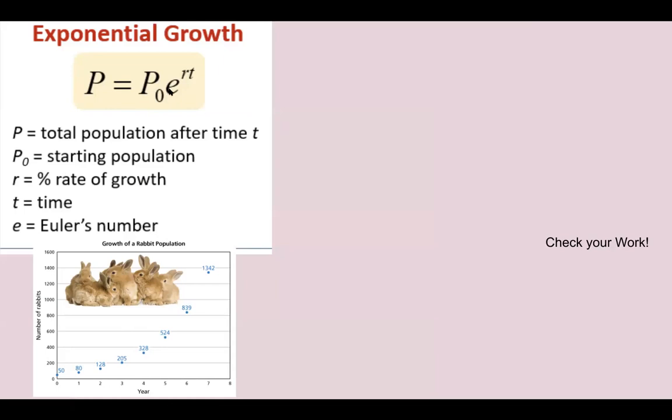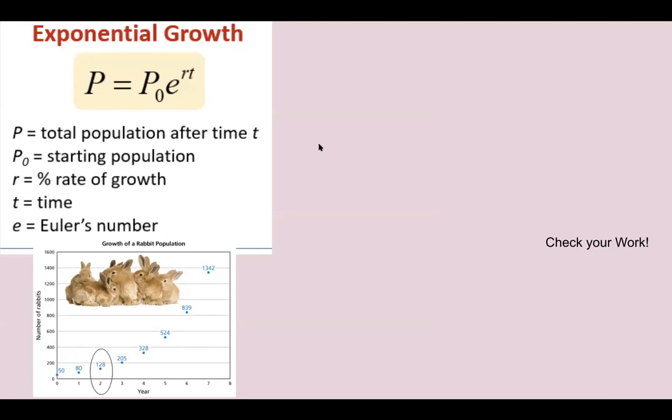And then e is known as Euler's number. It's a constant. And then r, the superscript r, is the percent rate of growth, and that's unknown in this example. So that's what we're trying to find out in this example. And then t is simply the time.